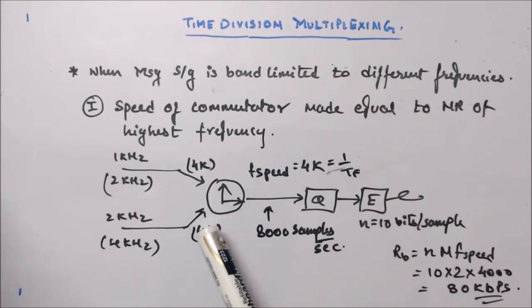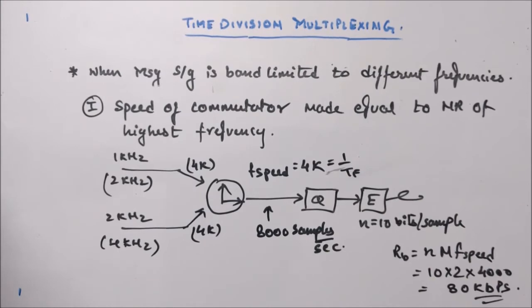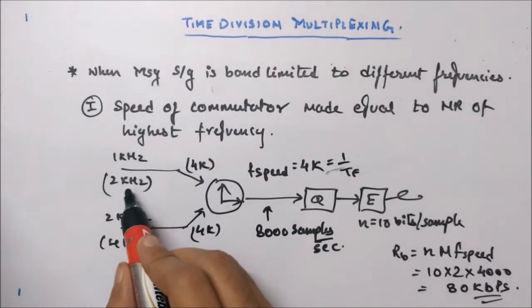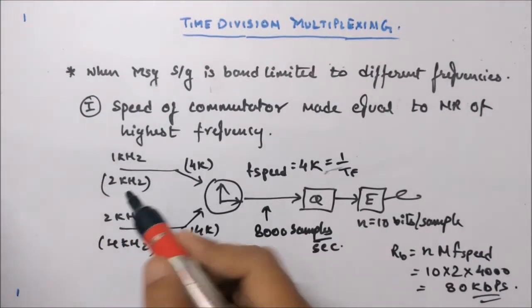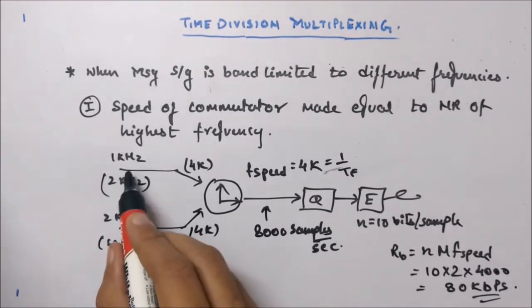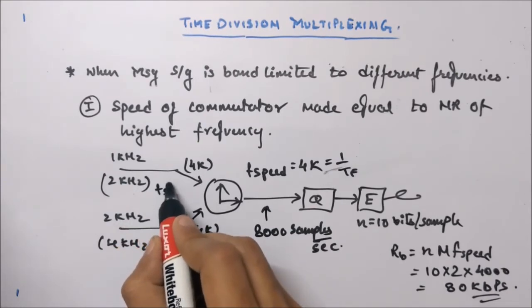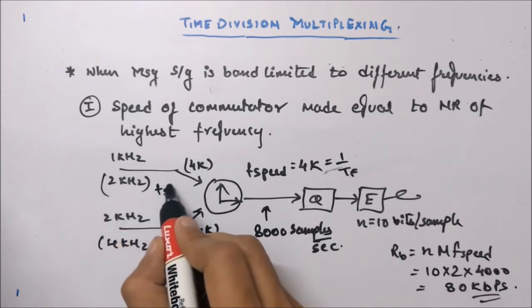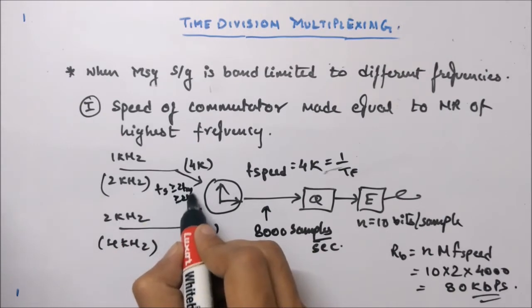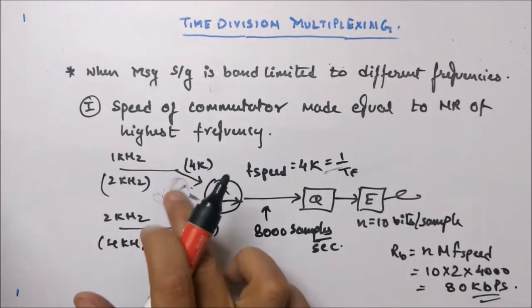Since 4 kilohertz is greater than 2 kilohertz, you set the commutator speed, that is F speed, equal to 4k. And now what will happen to this one? It will also be sampled at 4k. Why is there no issue? Because you need a sampling frequency equal to or greater than 2 kilohertz to sample this message signal according to the sampling theorem. Fs, the sampling frequency, should be greater than or equal to 2 FM. For this one it should be greater than or equal to 2 kilohertz and you are sampling at 4 kilohertz, so it will not be an issue for this signal.